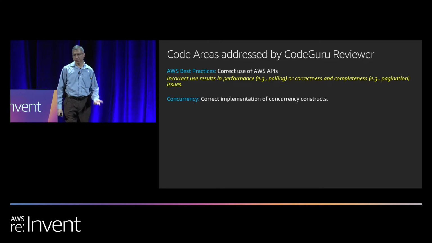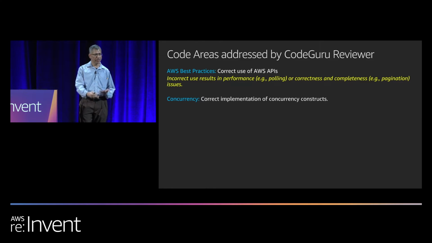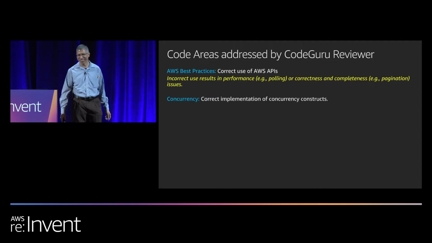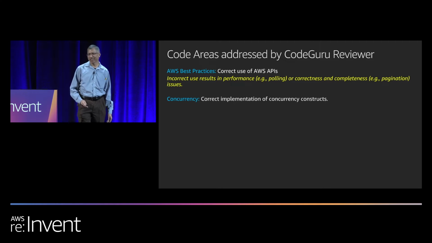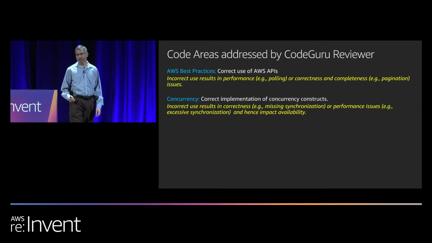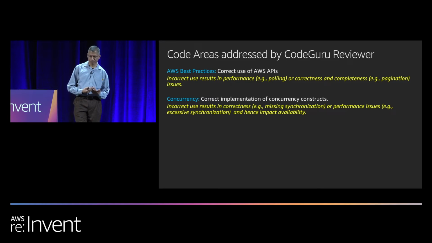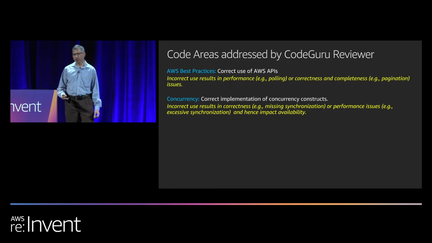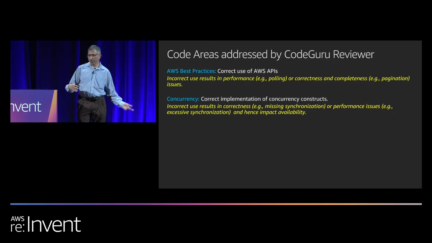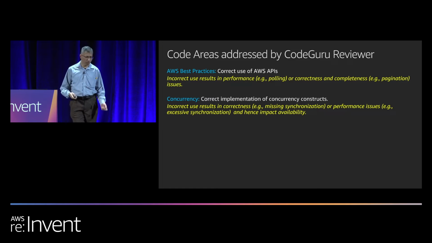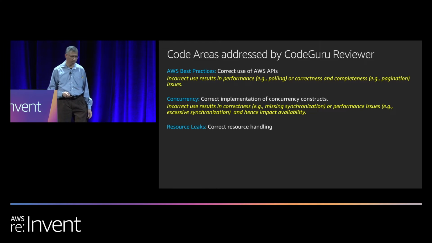And the other one is concurrency. Concurrency is hard even for expert developers. They may need a second or third look at the concurrent code, and this is where they can use help. And concurrency again can lead to both correctness and performance issues. Like if you are missing a synchronization construct, you may be reading the wrong data, or you may be corrupting the data, or if you do something like over synchronization, then your performance suffers, and this impacts availability.